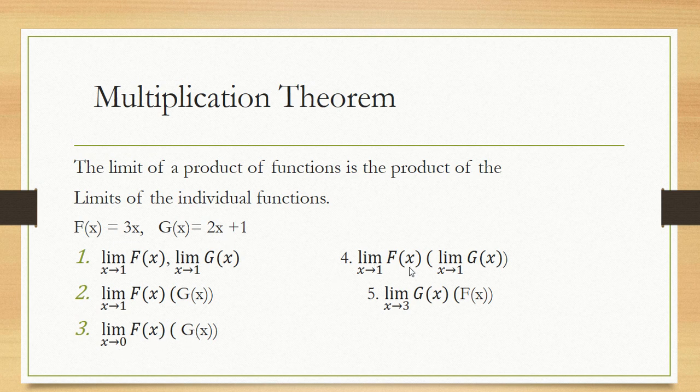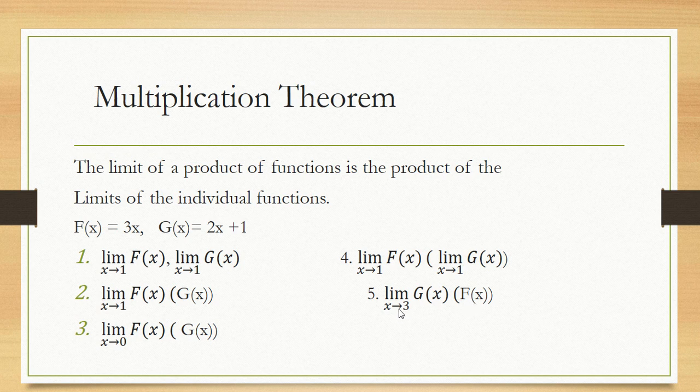And for number 4, the limit of f of x as x goes to 1 is 3, and the limit of g of x as x goes to 1 is 2 times 1 plus 1, that is 3 also. So the product is 3 times 3, that is 9. And the limit of g of x times f of x. So, g of x is 3.